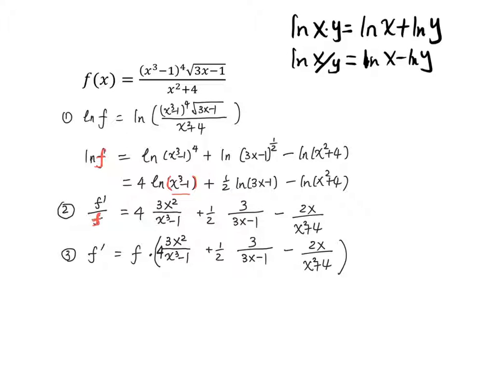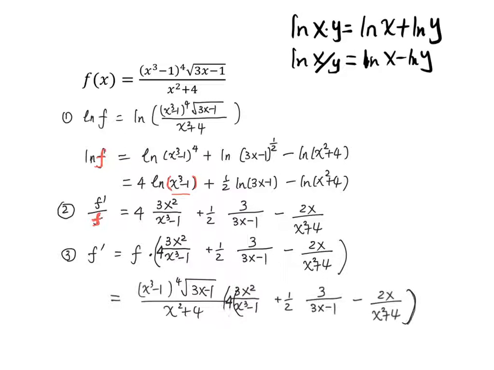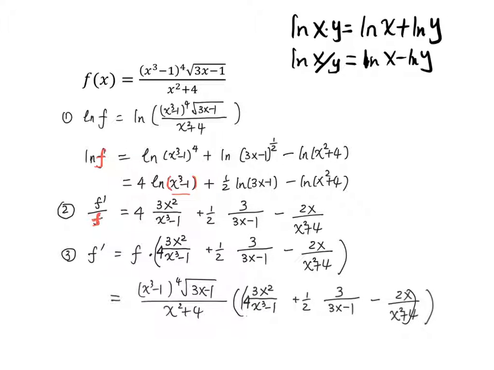And of course, at the end, we need to substitute f as your final result. So what is your f? X cubed minus 1 raised to power 4 times square root of 3x minus 1, divided by x squared plus 4, times the whole thing, right? Times the whole thing. Okay, so I think we just need to copy that down, and hopefully this makes sense to you. So I'm going to copy this down. Okay, basically times this guy, right?